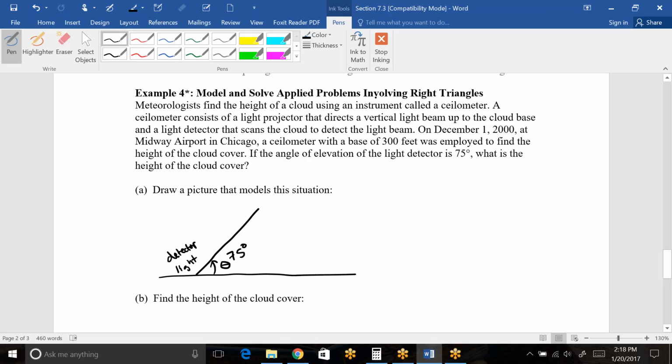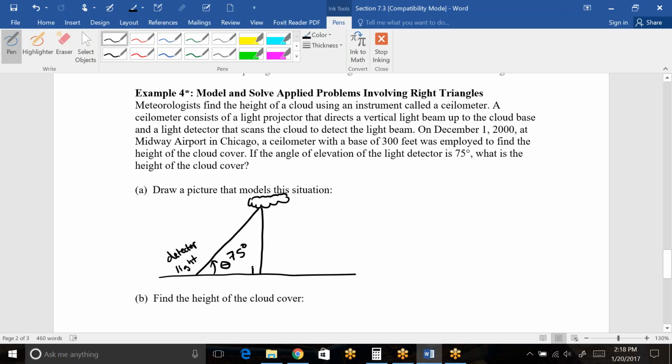Let's read what else we have. The object projects a vertical light beam up to the cloud base, and a light detector scans the cloud to detect the light beam. So we need to have a place where there is a vertical thing. So here's my cloud up here. Ooh, this is the vertical light beam that they were talking about.